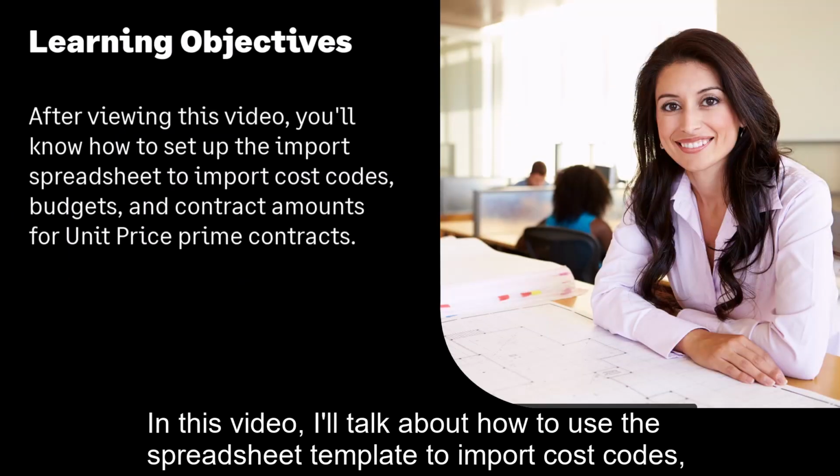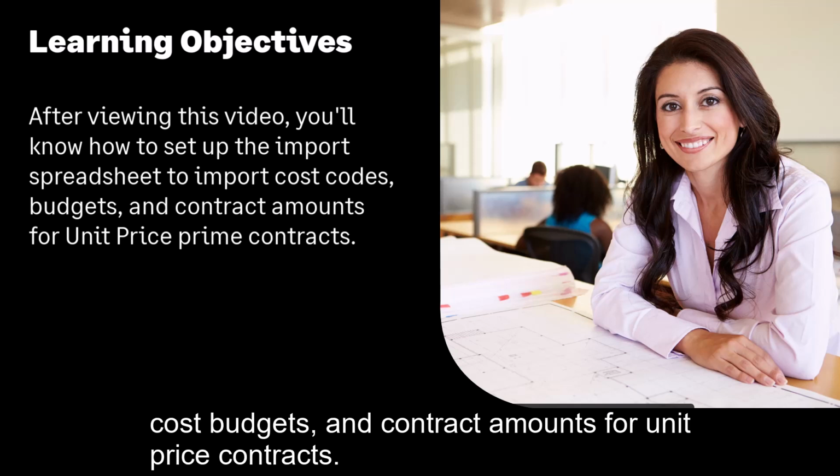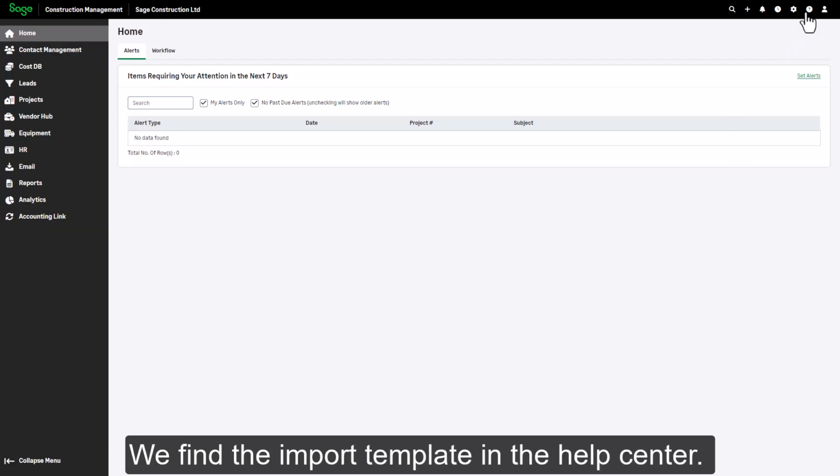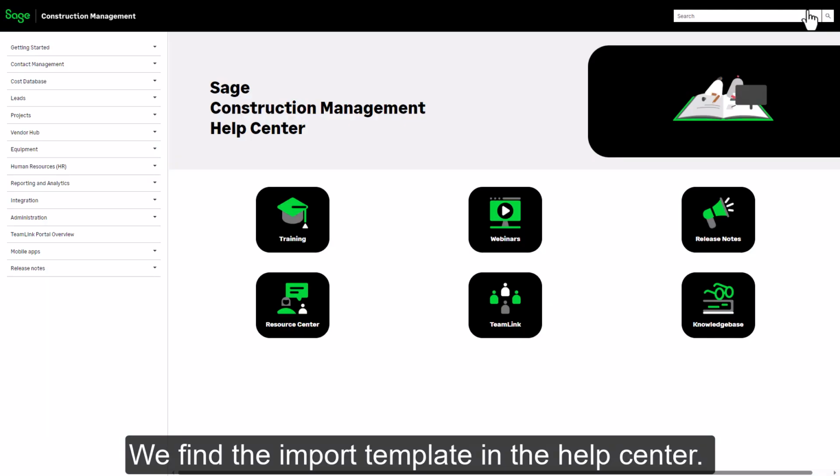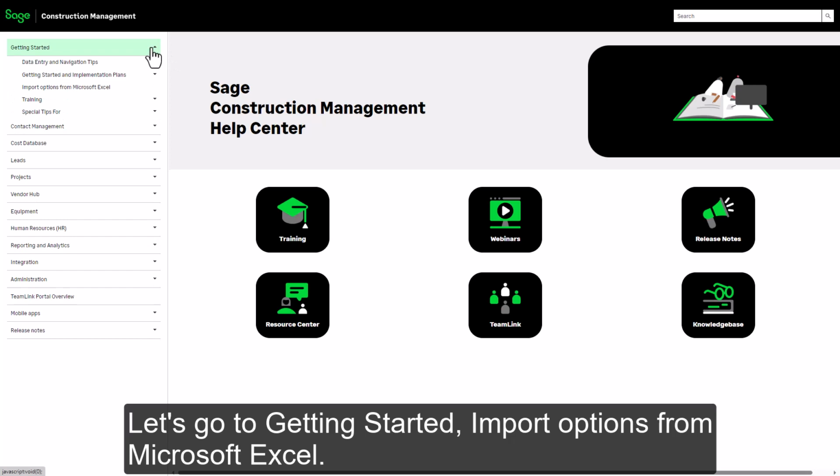In this video, I'll talk about how to use the spreadsheet template to import cost codes, cost budgets, and contract amounts for unit price contracts. We find the import template in the Help Center. Let's go to Getting Started. Import options from Microsoft Excel.